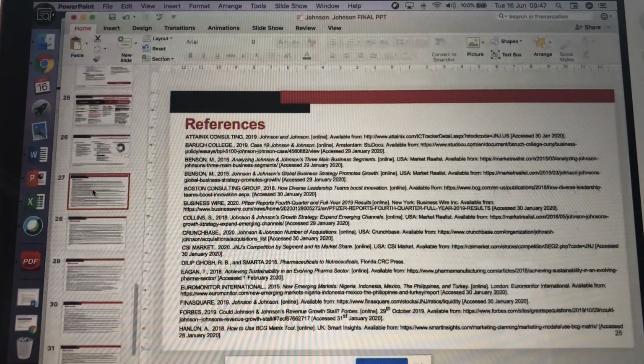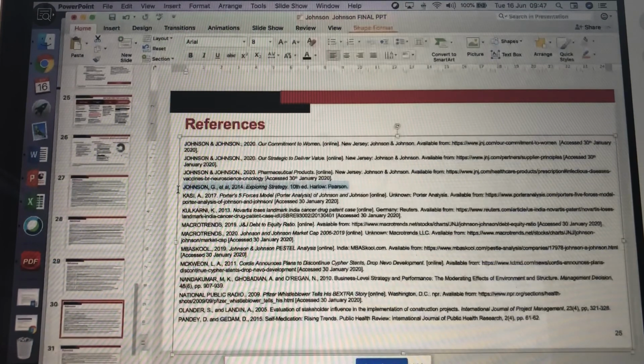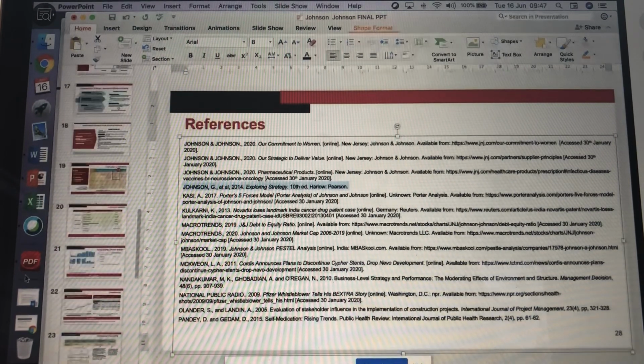Don't forget, there's a lot of material to quote which you have already. One of it is your course book. This is the Johnson course book. Cathy Enns is another one in terms of hospitality, and then of course many other references. So this is for your group assignment.